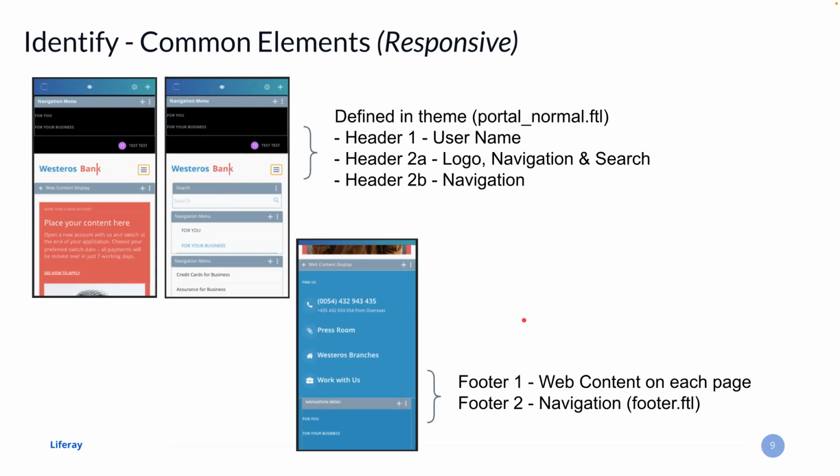So once we've had these common elements defined, then we can document those and take note of how we want to construct these, because what we're going to want to do is turn these most probably into a fragment, and move them straight from our FreeMarker template over.